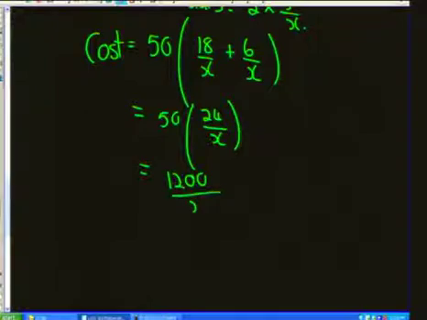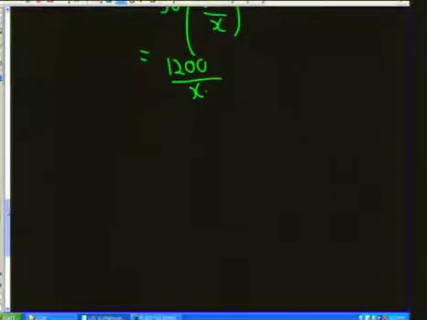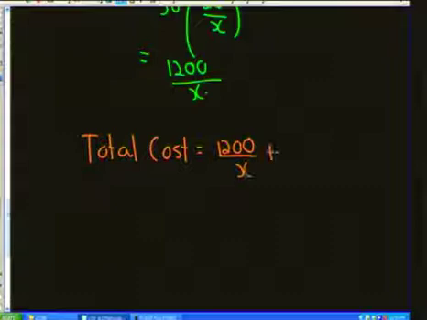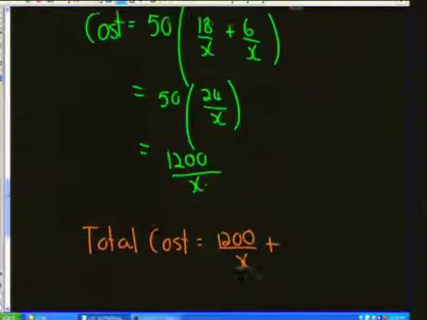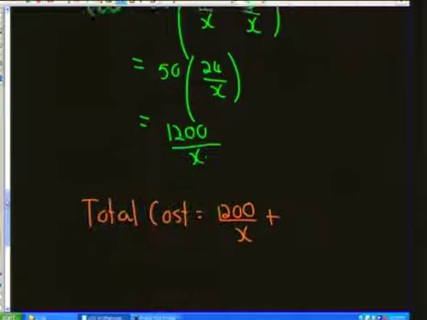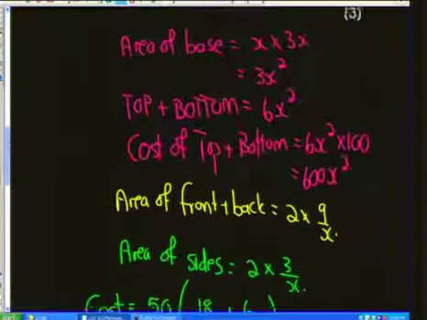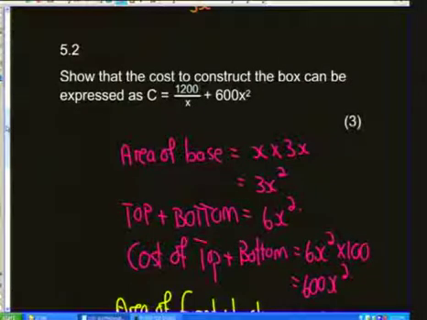I think I'm right. So then the total cost is going to equal 1200 over x added to the one that we worked out in the very beginning, which is 600x squared. Let's check back and see if we got what they said we should have got. And I'm sure we did. Yes, there it is. Perfect.